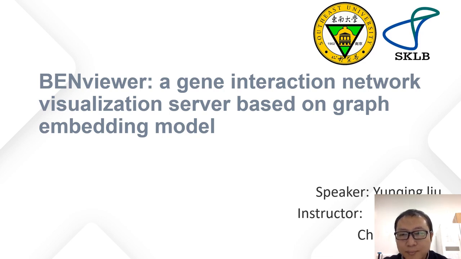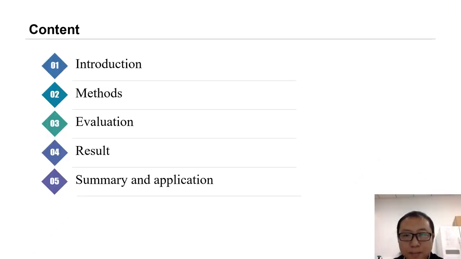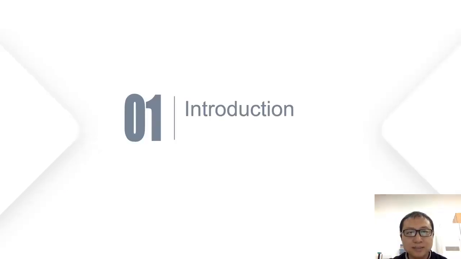The topic I'm reporting today is BENviewer, a gene interaction network visualization server based on graph embedding model. My report will be divided into the following 5 parts: introduction, method, evaluation, result, summary and application. The next section is introduction.